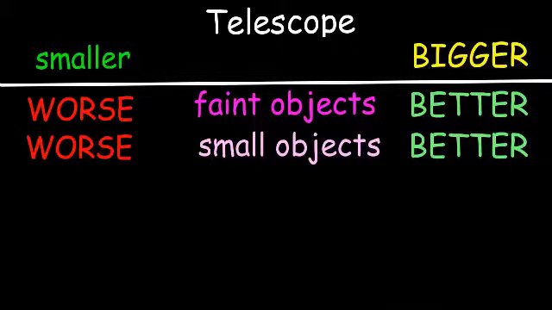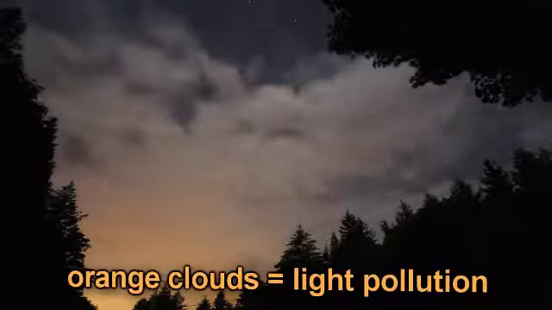So where's the problem, I hear you ask? The bigger the scope, the better, right? Well, to a degree, yes. However, there are other limitations on the telescope. The first and most obvious is the sky. All scopes are essentially useless under a cloudy sky.